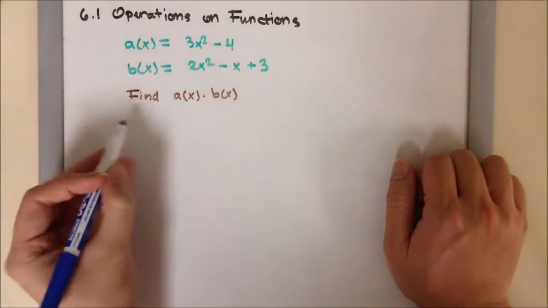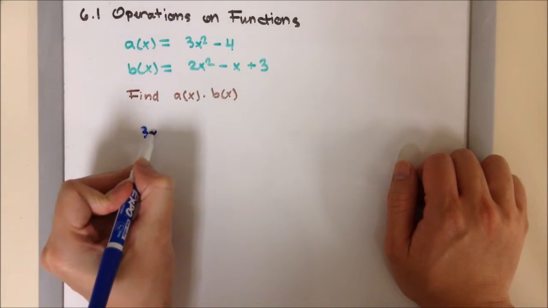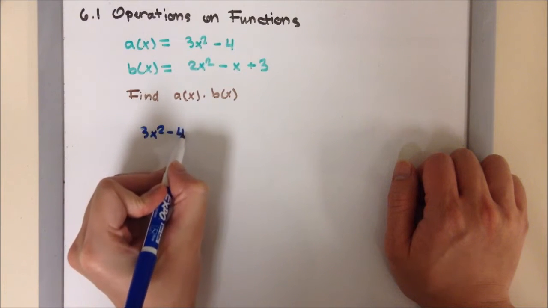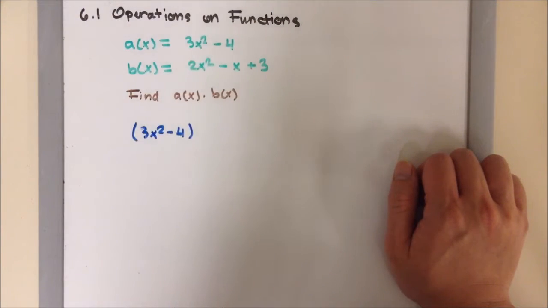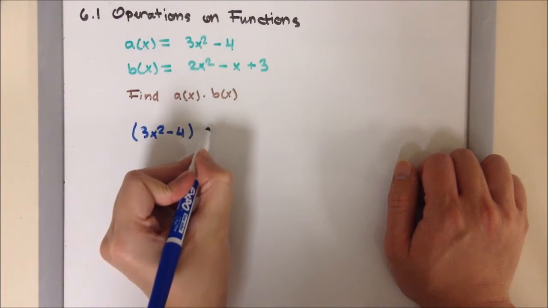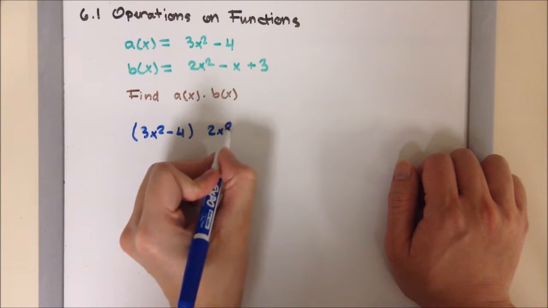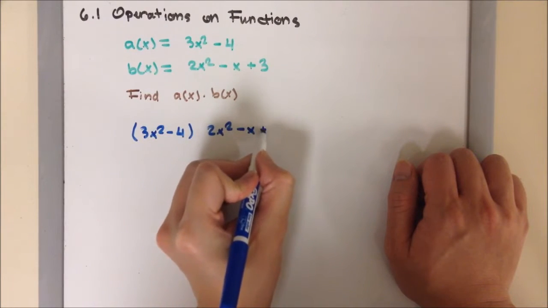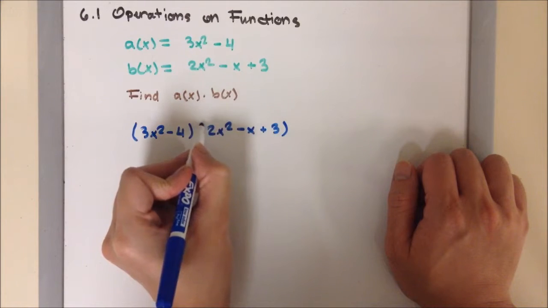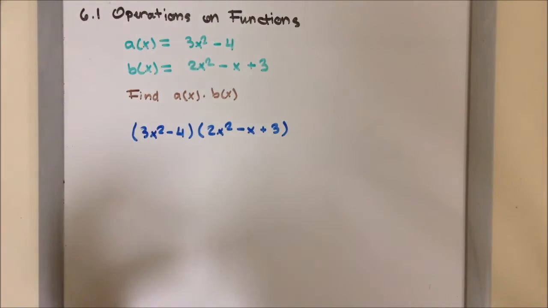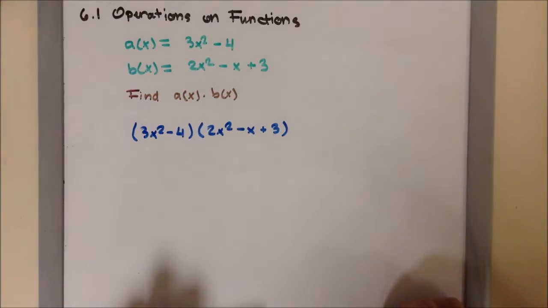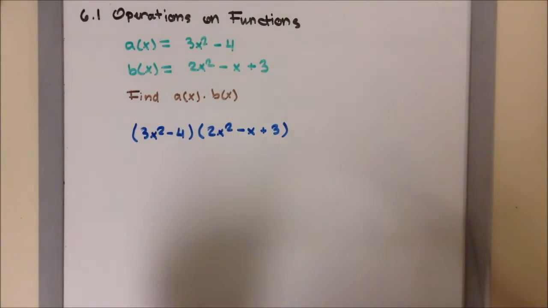So a of x, which is 3x squared minus 4. I'm going to put that in parentheses. Next, I'm going to write 2x squared minus x plus 3. And we're going to multiply them. So we did something like this before. We're going to FOIL, or you're free to use the box method. Doesn't matter to me.